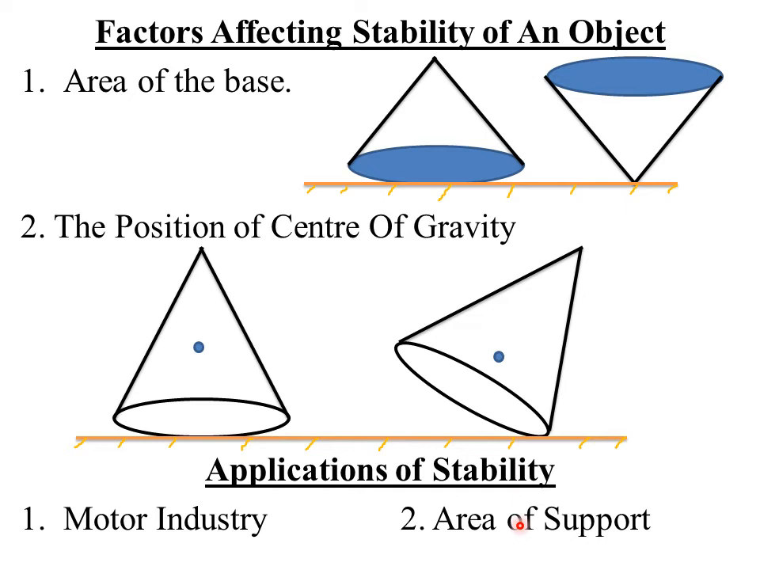Then the last application is in chairs, stools, tripod stands and tables, which are provided with 3 or more legs. The legs are made in such a way that they slightly incline outward to improve stability. So when they incline outward, it means they are broadening the base area and also lowering the position of center of gravity, thereby increasing their stability.